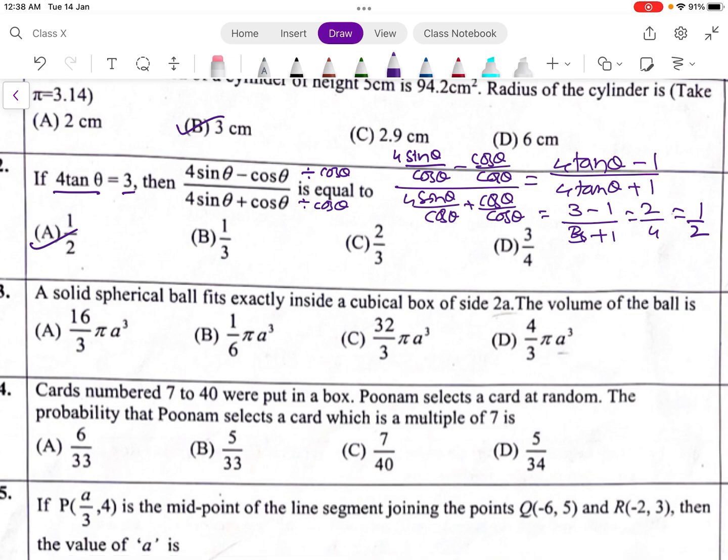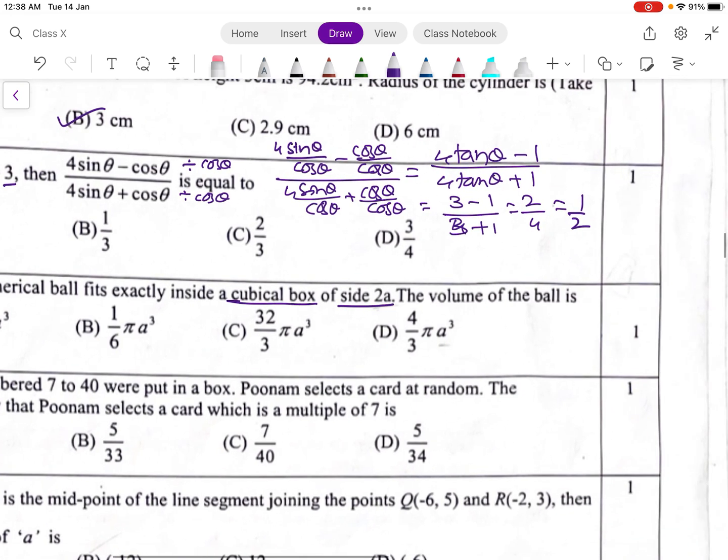Okay, then a solid spherical ball fits exactly inside a cubical box of side 2a. When you place a ball inside a cubical box of side 2a, the ball will be touching the box end to end. Therefore the diameter of the ball will be equal to the length of the side, so the radius will be equal to a. Now you know the formula 4 by 3 pi r cubed. In place of r you just put a, so it will become a cubed.